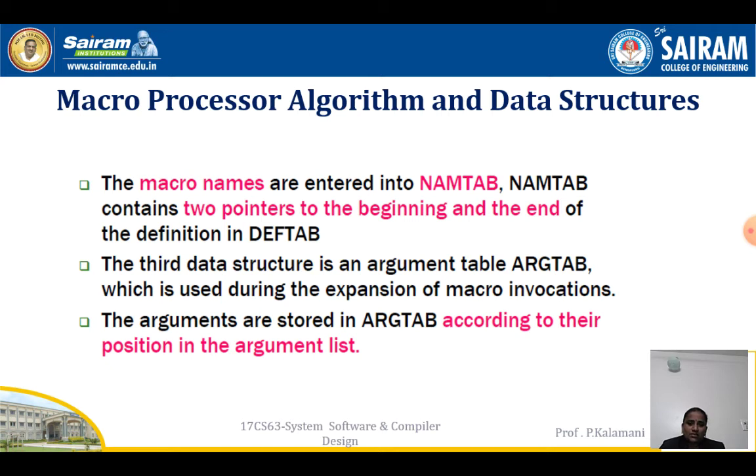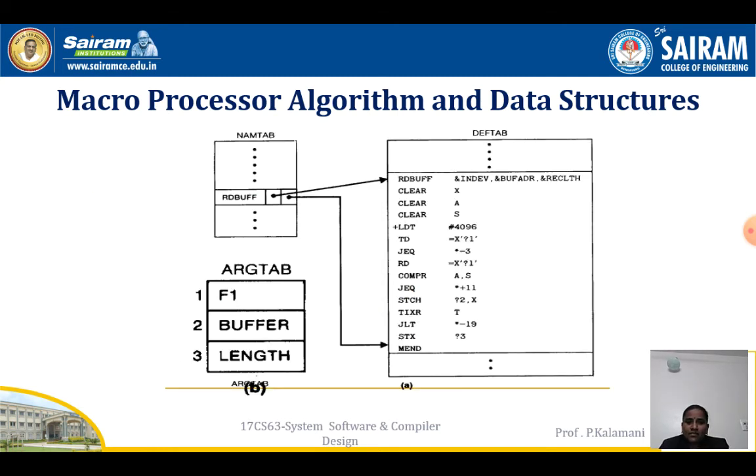Argument tables are stored in the arg table according to their position in the argument list. The same order will be stored in the argument list. So like this, the name table is there. Here RDBuf is the macro name that has 2 pointers. The first pointer will point to the starting of the def table, and another pointer will point to the end of the def table. So the def table contains the complete definition, and the argument table contains only parameters. The 3 parameters are in the same positions as specified in the def table.